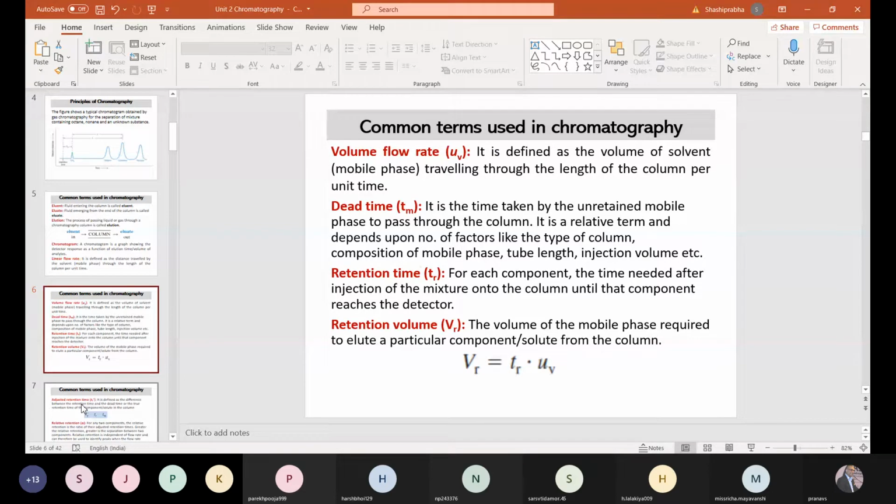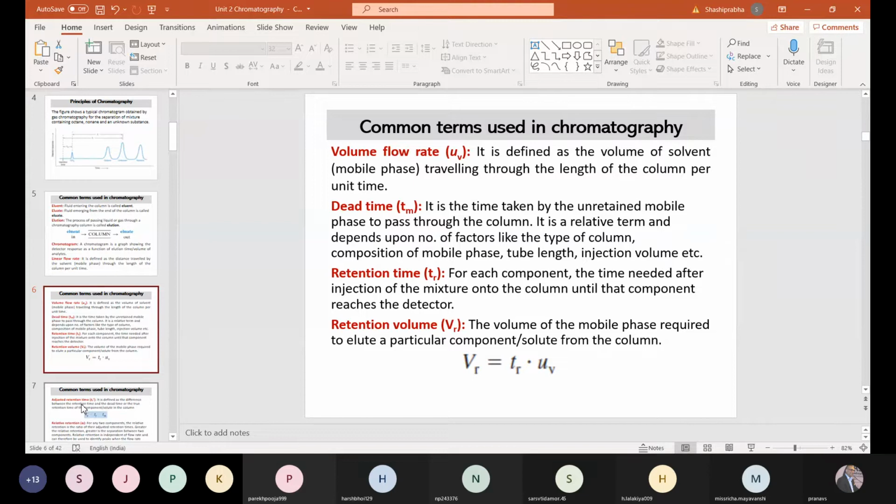So that time holds a significant place in chromatography, because retention time of analyte is directly related to the dead time, and dead time is dependent upon, again, type of column, composition of the mobile phase, length of the column, injection volume, so on and so forth. Then is the retention time, which we all want to know in any chromatographic technique.